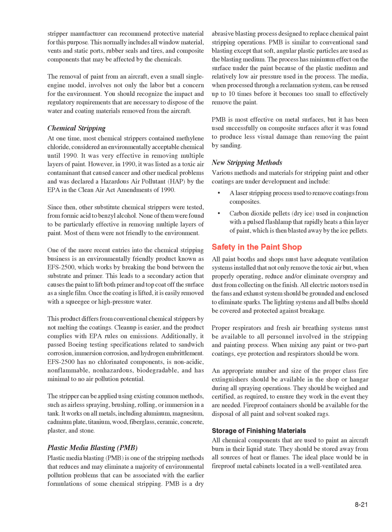One of the more recent entries into the chemical stripping business is an environmentally friendly product known as EFS 2500, which works by breaking the bond between the substrate and primer. This leads to a secondary action that causes the paint to lift both primer and top coat off the surface as a single film. Once the coating is lifted, it is easily removed with a squeegee or high-pressure water. This product differs from conventional chemical strippers by not melting the coatings. Cleanup is easier, and the product complies with EPA rules on emissions.